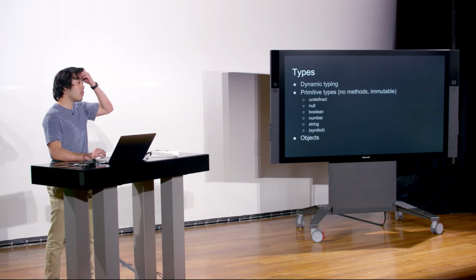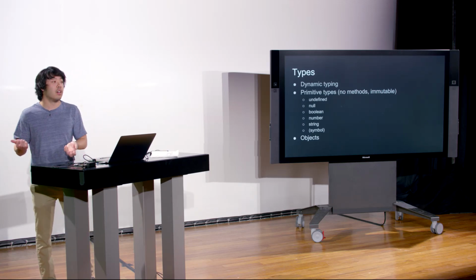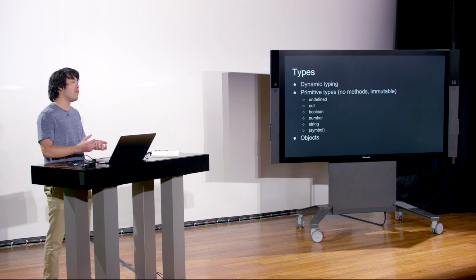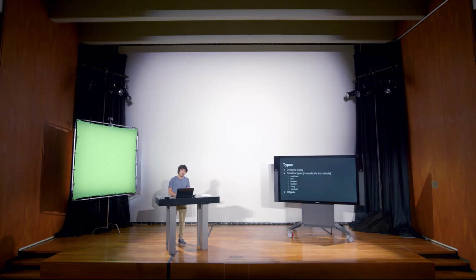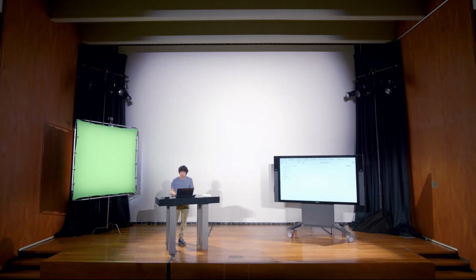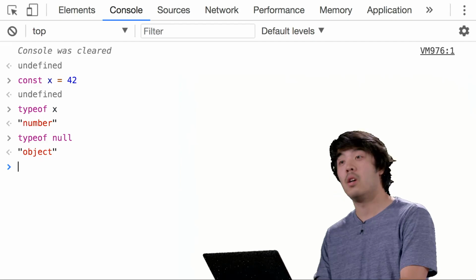Yeah? Null. Yeah, so the null. So we would expect typeof null to be null, since null is actually a primitive type. However, this actually returns object. So JavaScript does have some strange behaviors. This is one of them.